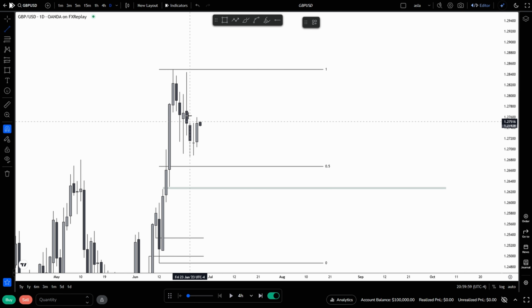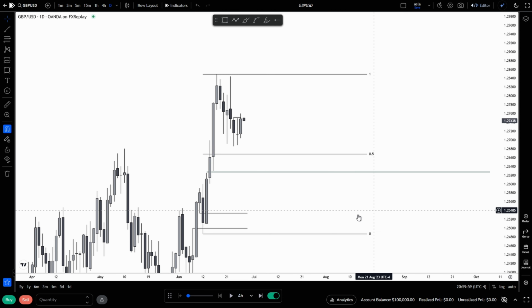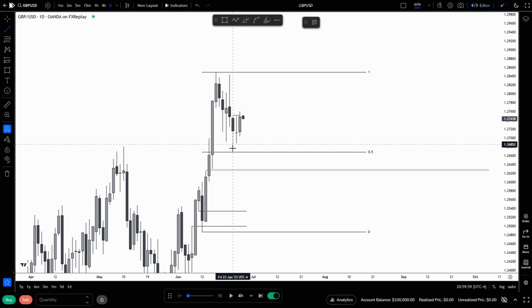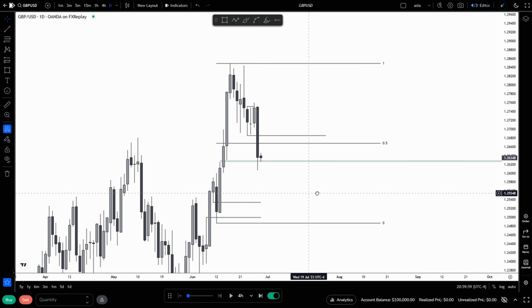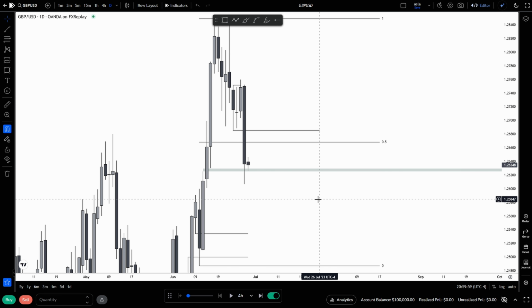Now moving forward to the next day, you can see that price sweeps Monday and Friday's highs, then closes back inside the range. That tells me the market is likely shifting, and now I'm expecting price to draw lower into that discount fair value gap.